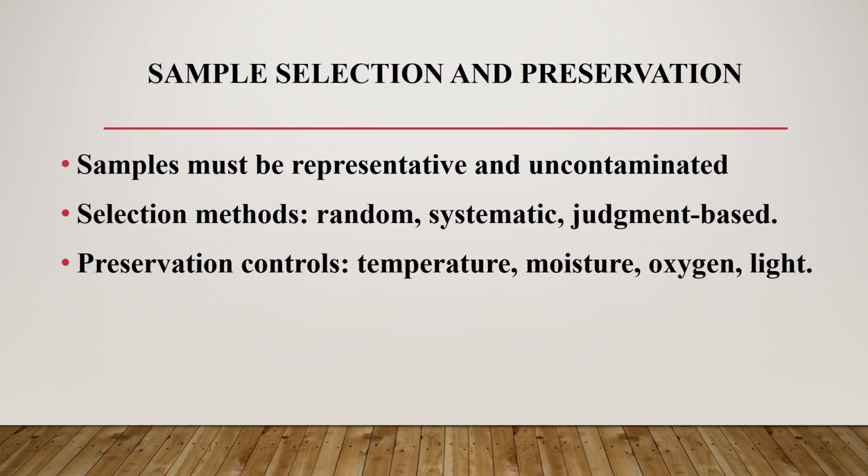Once selected, the sample must be preserved to prevent spoilage or chemical changes. That means we have to control temperature, through refrigeration, moisture to prevent microbial growth, oxygen to avoid oxidation, and light, which can degrade sensitive compounds. Proper preservation ensures the sample remains stable until analysis.